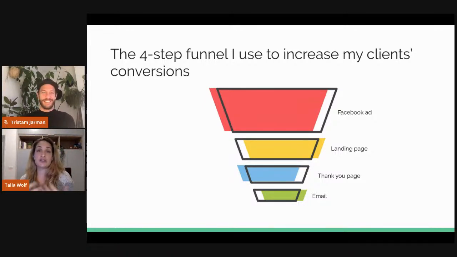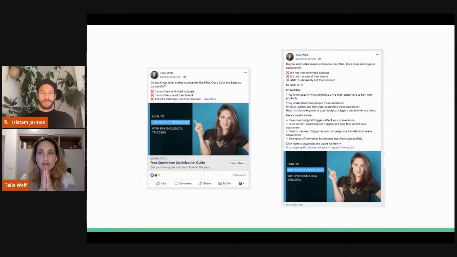Okay, so here's an example of a funnel at work that we've used time and time again, and that works really well for us. I'm going to give you an example. So over here, you can see an ad, when it's closed and when it's open, and you can see that there's lots of text in there. This is the Facebook ad that we used for our conversion optimization guide.